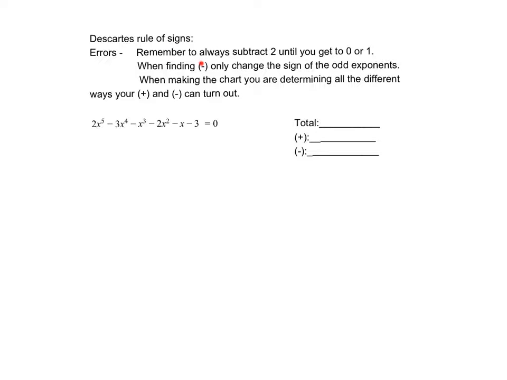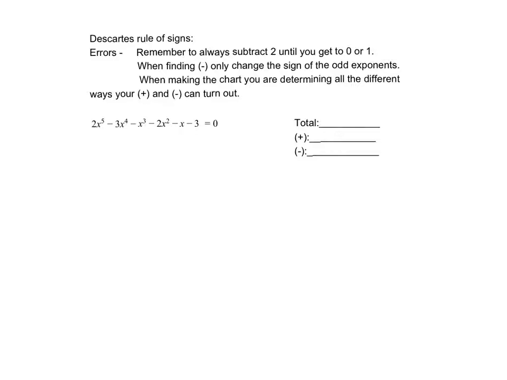When you're finding the negatives, the easiest thing to do is just change the sign of the odd exponents and leave the signs of the even ones. That's the easiest way to do that. And when you're making the chart, all you're doing is finding all the different ways you can put positives and negatives together, and then whatever's left is your i's. So it seems like some of us are struggling with that a little bit.